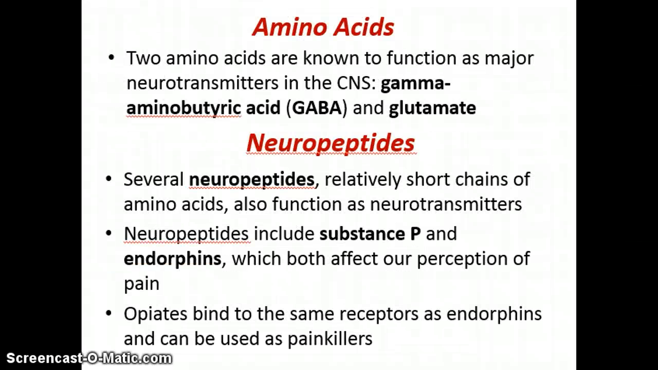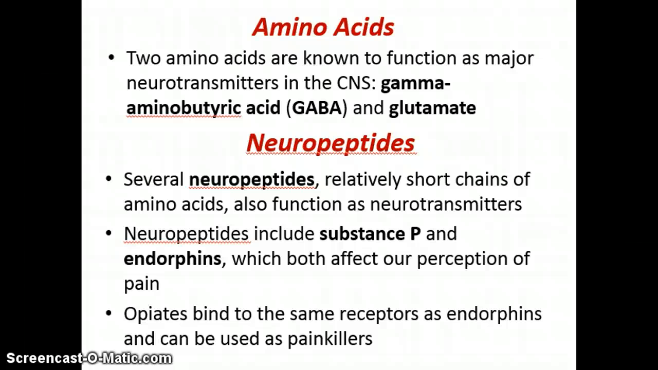Two types of amino acids are known to function as major neurotransmitters in the central nervous system. One of them you're going to come across more and more in the literature, and that's GABA, gamma aminobutyric acid. And also glutamate. Those are the 2 amino acids that act as neurotransmitters. Neuropeptides are relatively short chains of amino acids that can also function as neurotransmitters. Endorphins are an example of a neuropeptide.